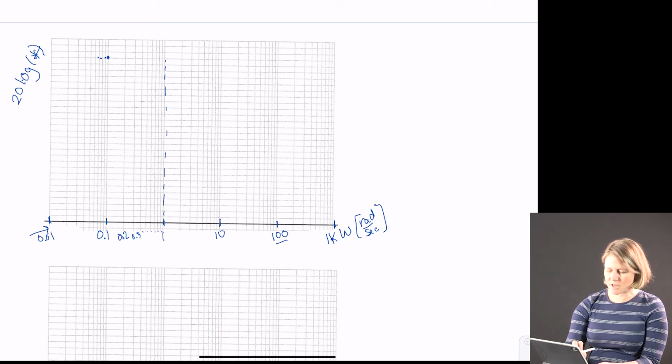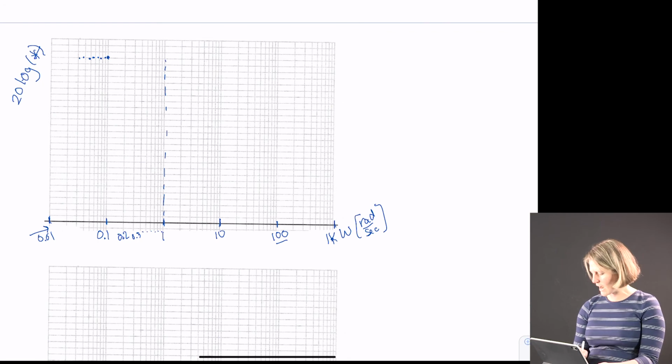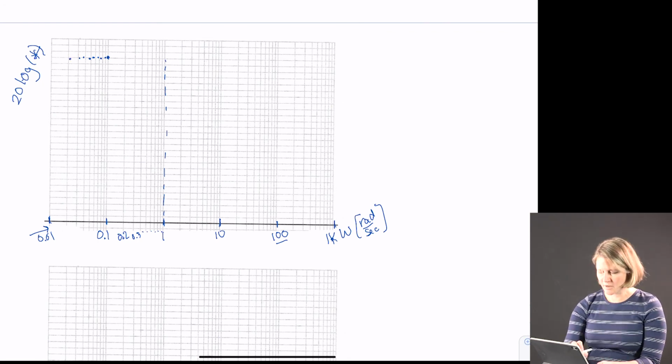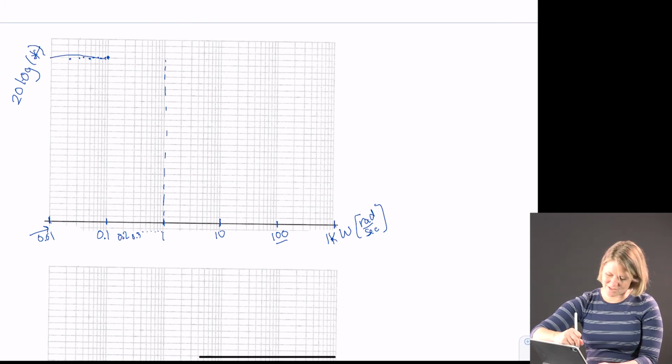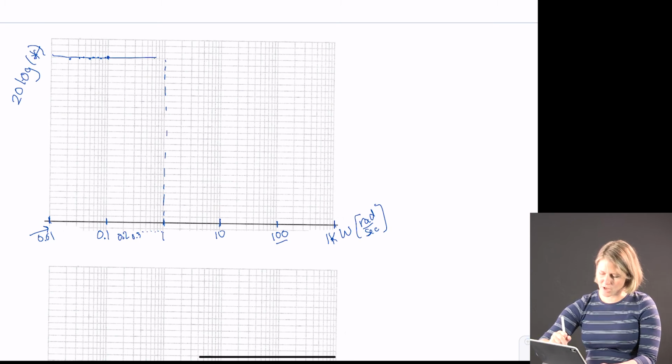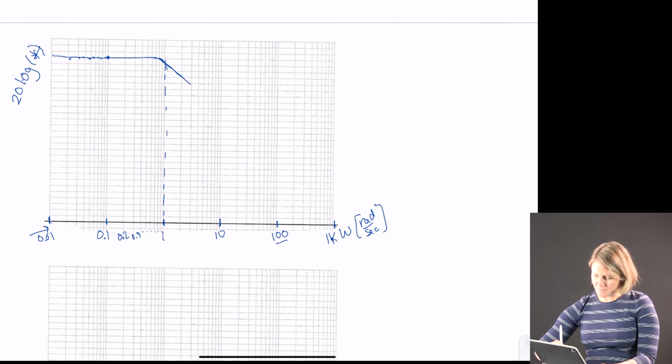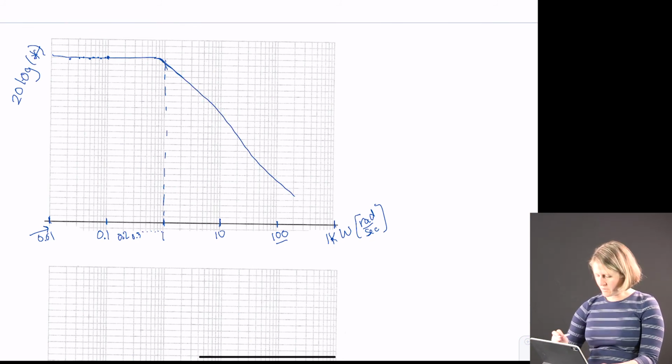Then I can connect those to create that continuous graph, and it ends up looking like this, where it's flat. Doesn't look very flat. It's flat until it reaches about 1, and then it starts to roll off. And it keeps going down and falls off like that.